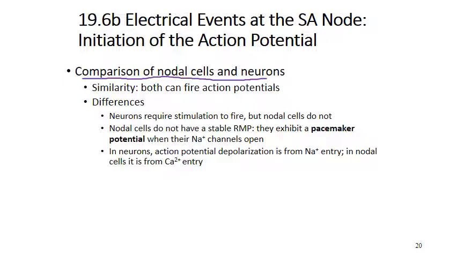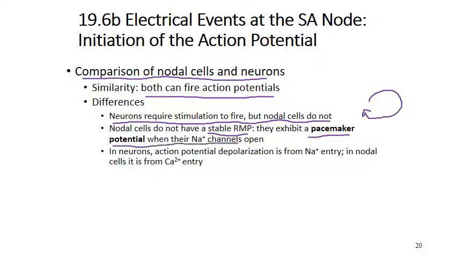The similarity between them is that both can fire action potentials, but the differences are that neurons require stimulation to fire, but nodal cells don't. So they're just, again, in that cyclical firing system where they're just going and going and going. Nodal cells also are not going to have a stable RMP. They exhibit a pacemaker potential when their sodium channels are open.